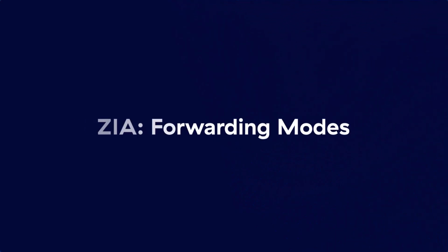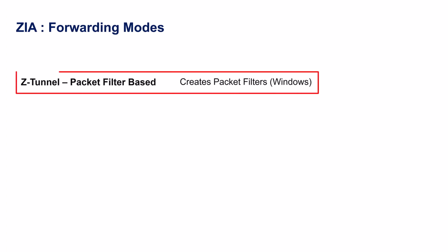number of different modes for the Zscaler client connector to function when it's forwarding traffic to Zscaler Internet Access. The recommended mechanism is to use the Zscaler tunnel. So this is a tunnel-based approach that intercepts traffic at the network level and forwards that traffic through an encapsulated tunnel to the Zscaler platform. A couple of different mechanisms for the tunnel. The packet filter based on Windows instruments packet filters that grab traffic and steer the traffic towards the Zscaler client connector process, that can then make a decision to forward it to the Zscaler cloud.